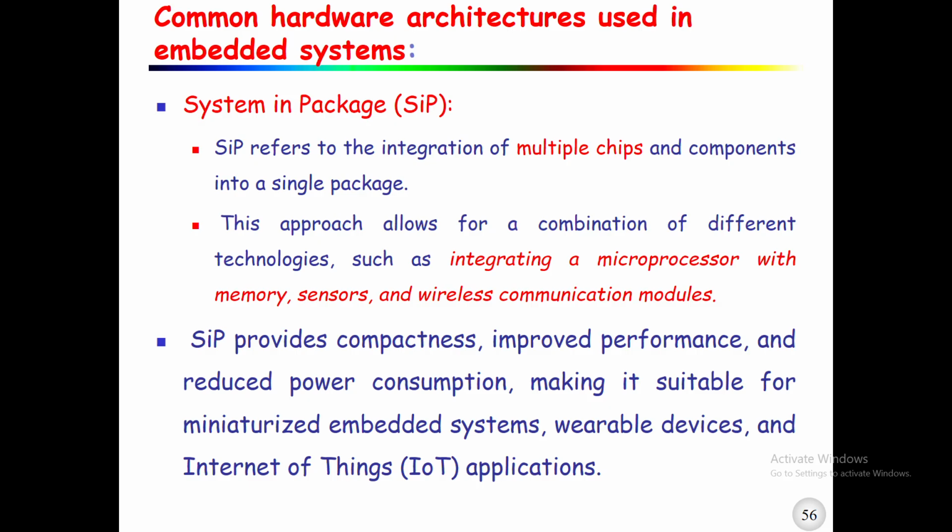System in package. This refers to the integration of multiple chips and components into a single package. This approach allows for a combination of different technologies, such as integrating a microprocessor with memory, sensors, and wireless communication modules. These provide compactness, improved performance, and reduced power consumption, making them suitable for miniaturized embedded systems, wearable devices, and Internet of Things applications.